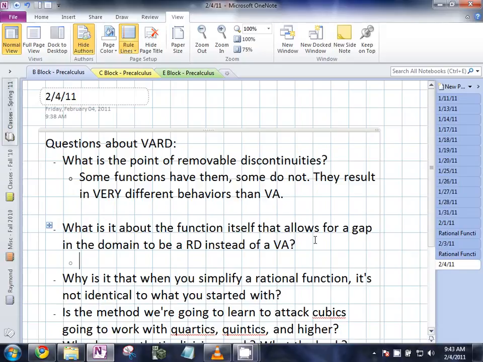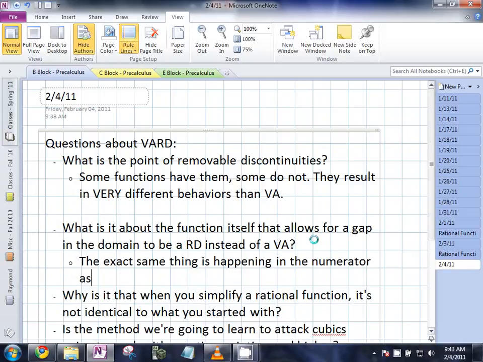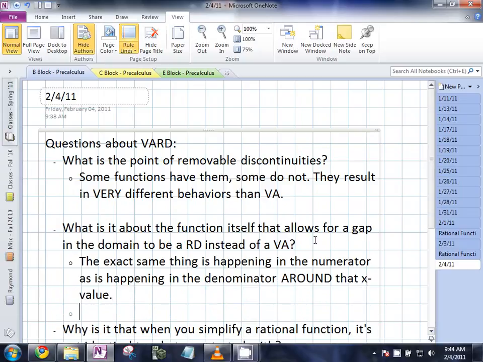What is it about a function itself that allows for a gap in the domain to be a removable discontinuity and not a vertical asymptote? The way you can think about it is the exact same thing is happening in the numerator as is happening in the denominator around that x value. Certain things are going to happen around the x value to cause the function to spike infinitely up, and certain things to spike infinitely down. That results in a vertical asymptote.